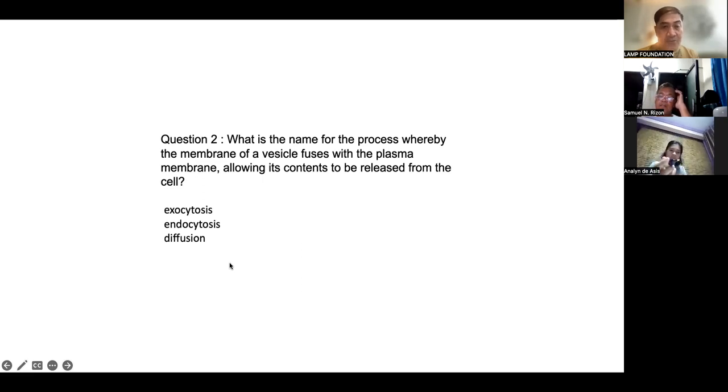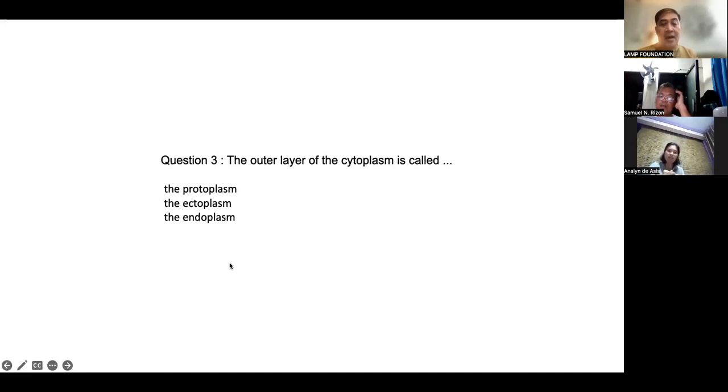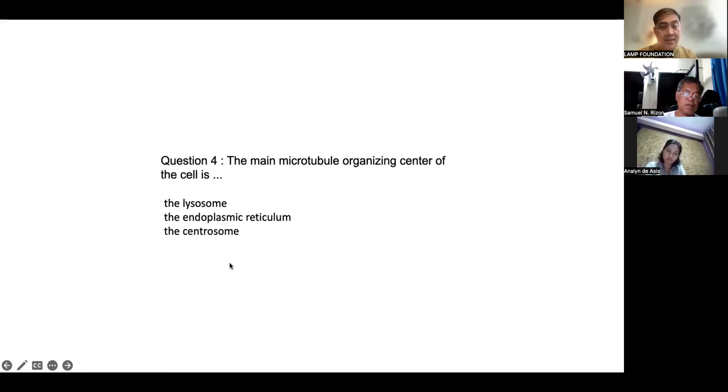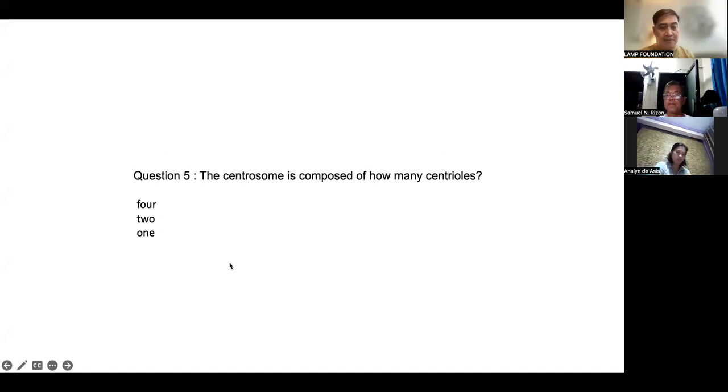Exocytosis. The outer layer of the cytoplasm is called ectoplasm. The main microtubule organizing center of the cell is the centrosome. Very good. The centrosome is composed of how many centrioles?